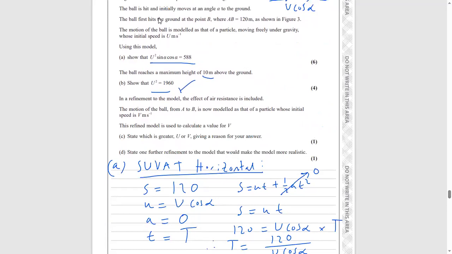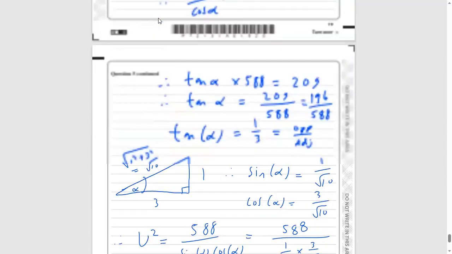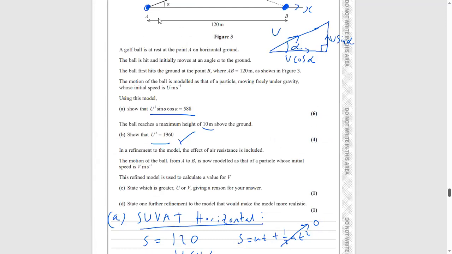So I'm going to try and fit it in. Should I go down to the end of here? Oh, I've not got much room. I'm just going to fit it in here. So I'm just going to call this part C here. So V is greater than U. Why is the reason for that? Well, that's because we have air resistance now. So in order to travel the same distance horizontally as before, we've got to have a bigger initial speed because we're fighting against air resistance.